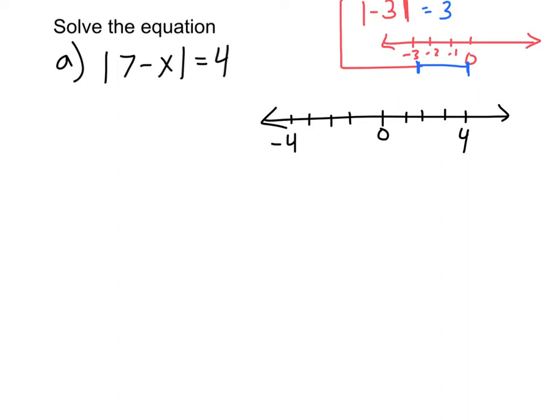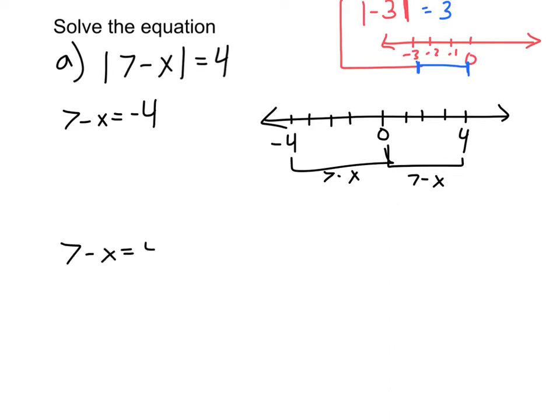So that means that 7 minus x either equals -4, in the case that this is the distance, so this distance is 7 minus x, or 7 minus x equals +4. So there's 2 different possibilities: 7 minus x equals +4, or 7 minus x equals -4. Alright, so then from there, I just solve for x.